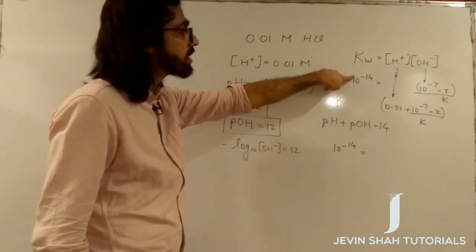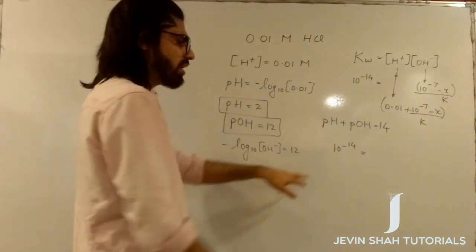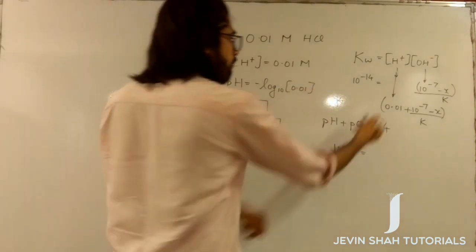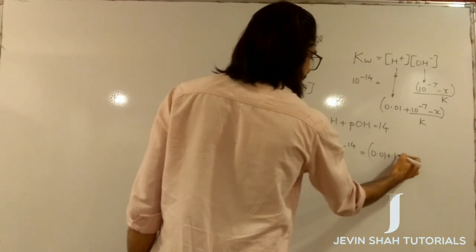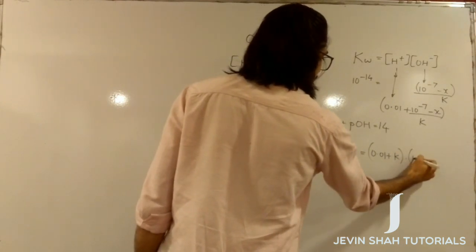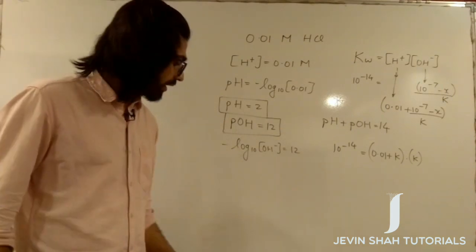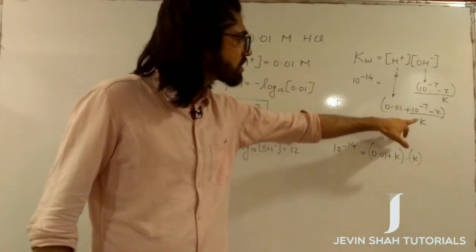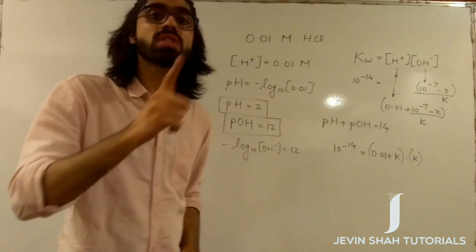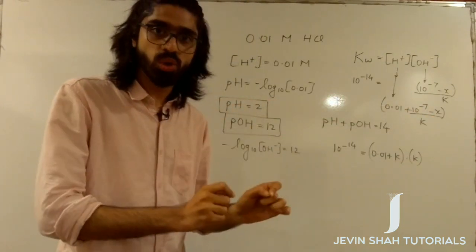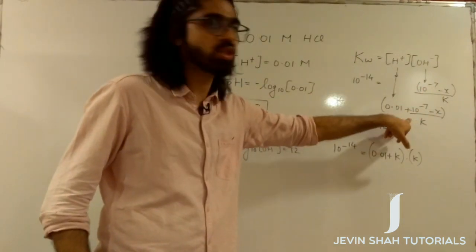I said it's K, it's the equilibrium constant, right? So 10 to the power minus 14 equal to, this would be 0.01 plus K, the whole multiplied by K, equal to 10 to the power minus 14. Again think over it. What was that K? It was 10 power minus 7 minus X. What was X? X was the number of moles of OH minus that got combined with H plus.